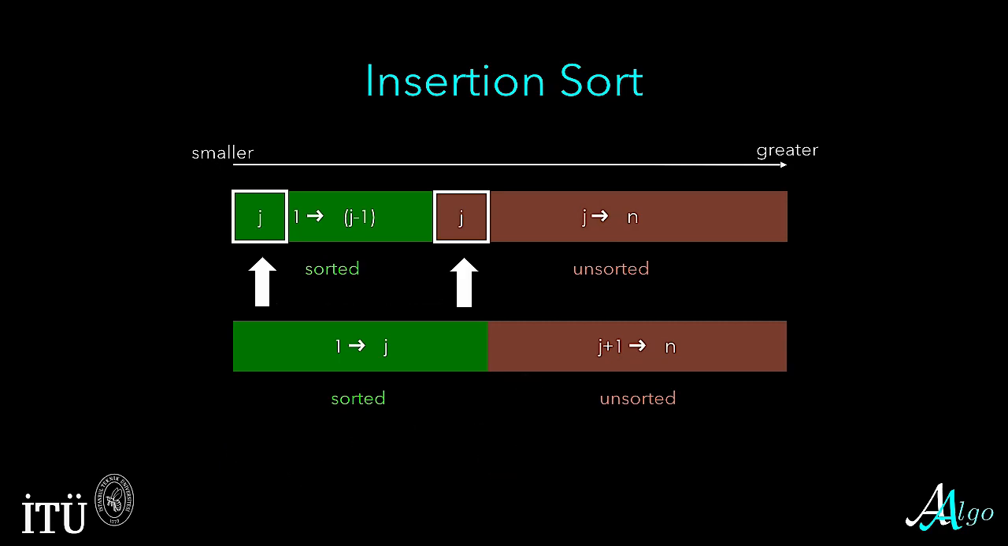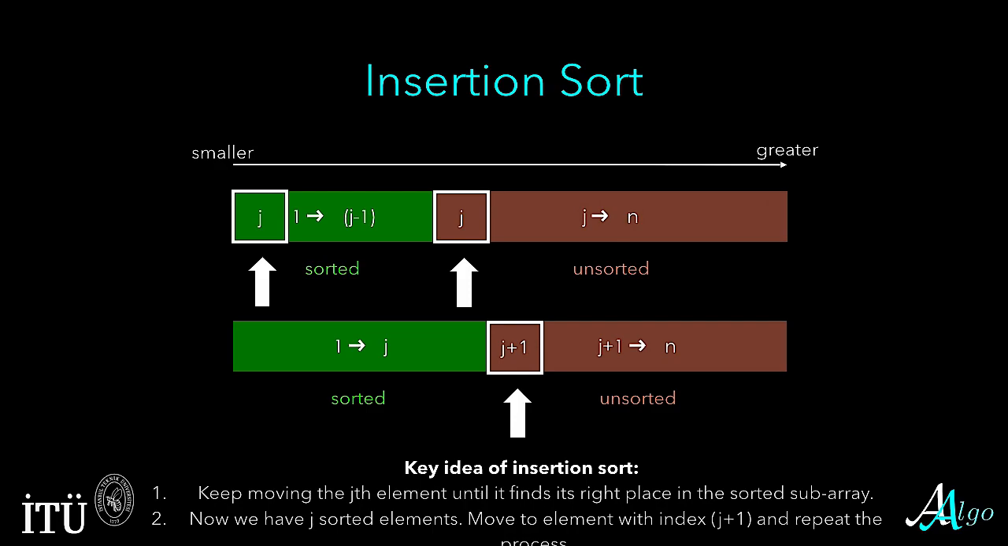Great, so the key idea of insertion sort is to keep moving the jth element until it finds its right place in the sorted subarray. Now we have j sorted elements. Basically, this is a new subarray. It's getting bigger and bigger. So next we will move to the element with index j plus 1 and repeat the process over and over again. So this is why it's iterative, right? We iteratively solve this step by step, in a consecutive ordered manner.